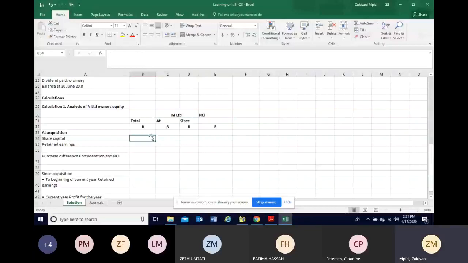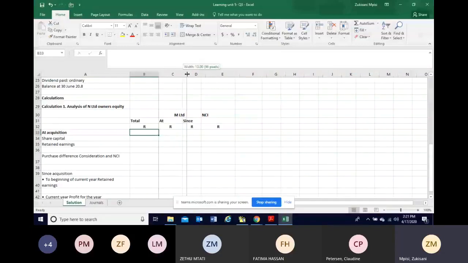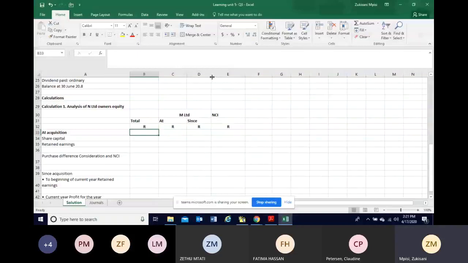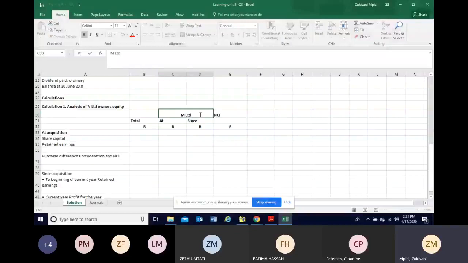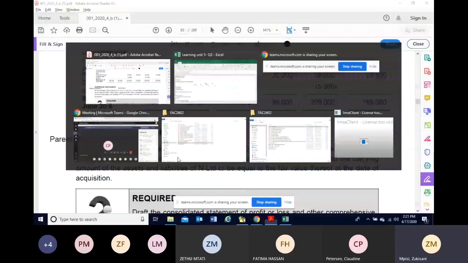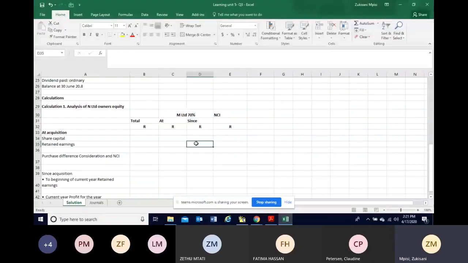Right. Only later on, I'm not going to be much focused now on the making of the format. We're just focusing now on the important thing, which is getting things right. So MLTD, if you read the information, MLTD acquired 70% of NLTD, which means that our NCI, which is non-controlling interest, maybe let us write it in, non-controlling interest.